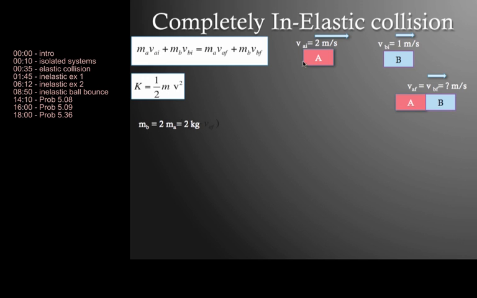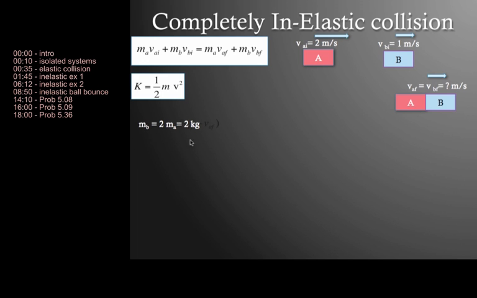Here we have an inelastic collision between car A and car B. Car A is moving at 2 meters per second. Car B is moving at 1 meter per second. Eventually, car A is going to crash into the back of car B, and in this crash, they get stuck together and they move as one. So how fast are the two cars moving after this collision?